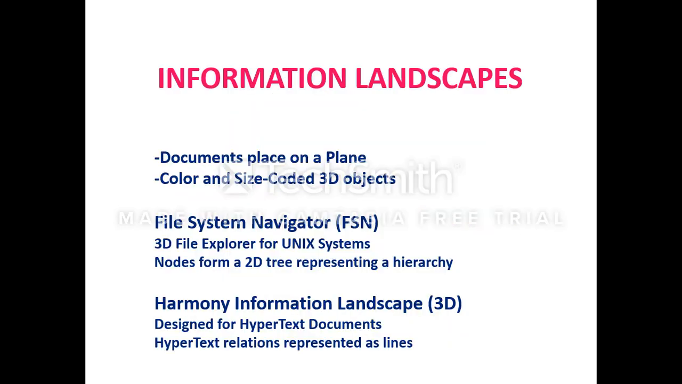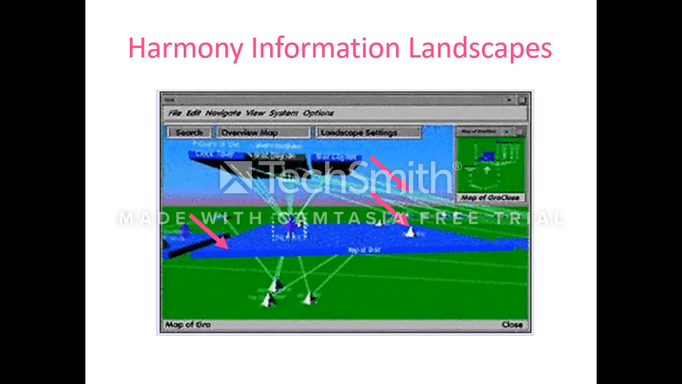The last group of methods is information landscapes, where documents are placed on a plane as color and size coded 3D objects. So you will see different 3D objects with different colors and sizes as the classes and instances. The file system navigator was created as a 3D file explorer for Unix systems. In case of Harmony Information Landscape, it was designed for hypertext documents. As you can see in this picture, the nodes are arranged directly on the plane. Also note how the hypertext relations are represented using lines connecting a selected node to its related nodes. In terms of feature support, multiple inheritance is not supported, but this method is considered very useful for representing role relations.